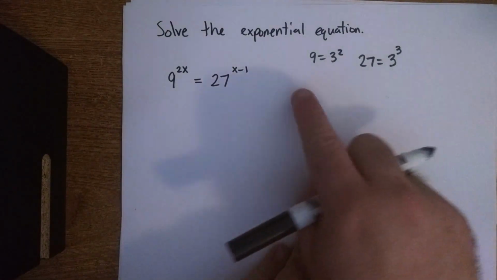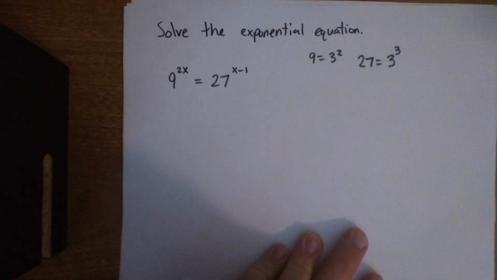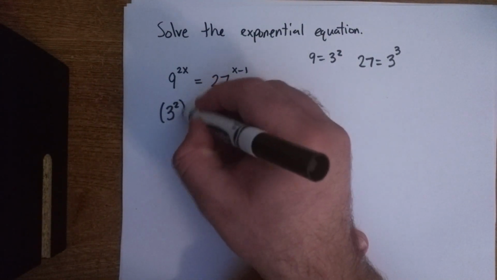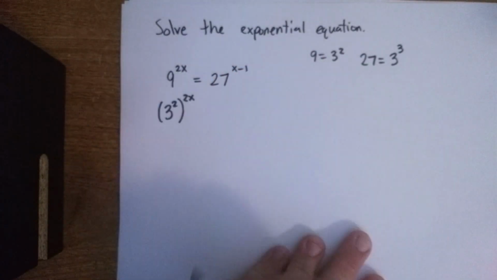So I think it's safe to say that we can apply the same thing we did in the last slide onto this problem as well. So we're going to replace 9 with 3 squared, putting it in parentheses, and keeping the other power that was already there on the outside.